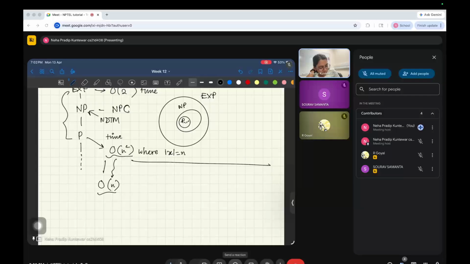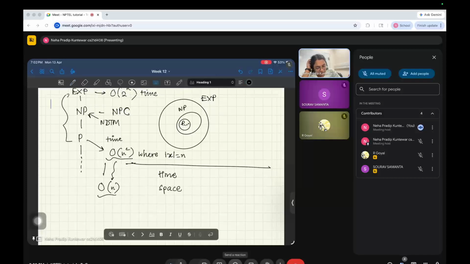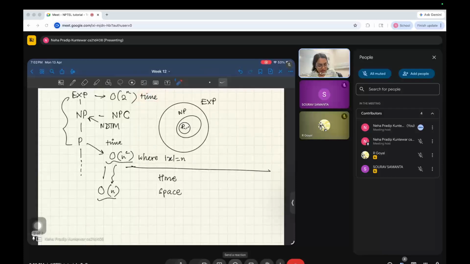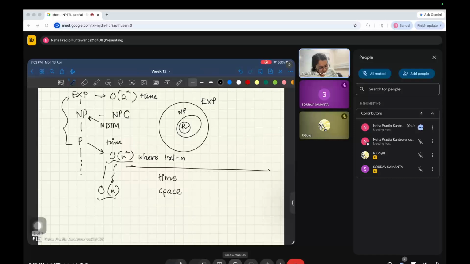But the other important resource that we care about other than time is space. Instead of time, I can make all these three definitions by talking about space here and here. Instead of order n to the c time, I'll allow you order n to the c space. So such languages where I allow n to the c space, if I talk about space instead of time, then the corresponding class would be PSPACE.